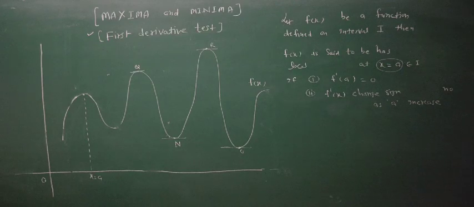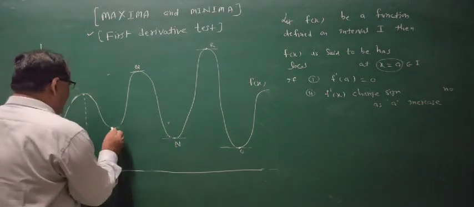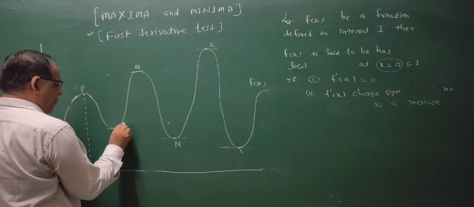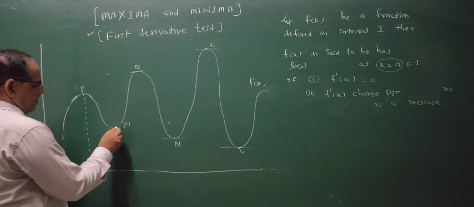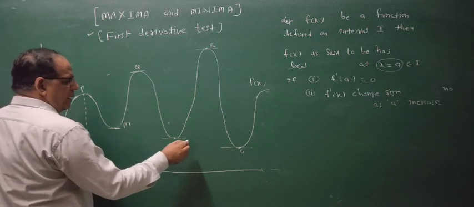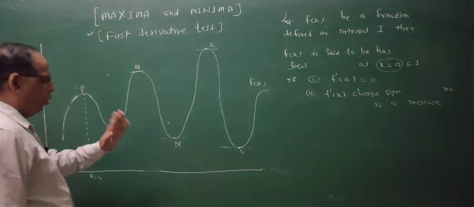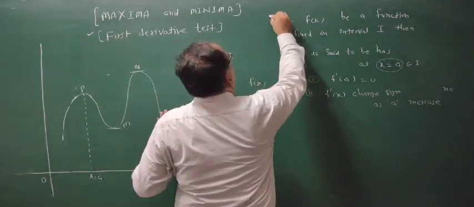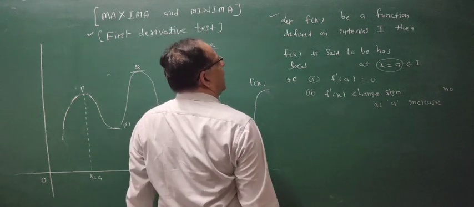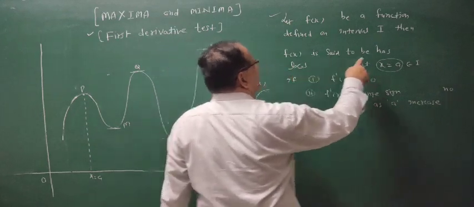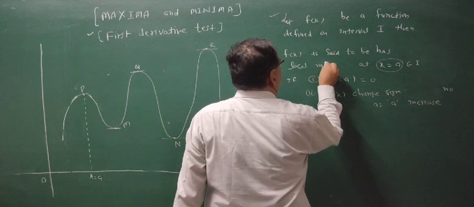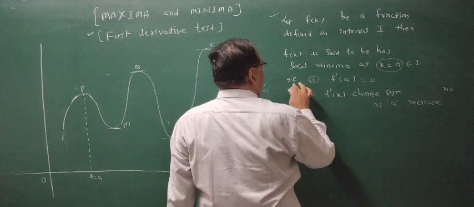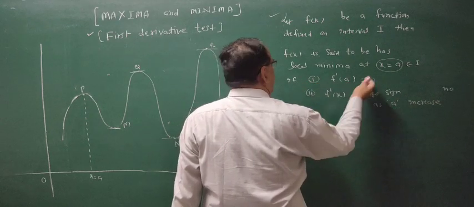Now about the local minima. Here this is the point P, and this is the point M. So these points M, N and O are the points of local minima. So what is the first derivative test for local minima? Let f(x) be a function defined on interval I, then f(x) is said to have a local minimum at x equal to a if f dash a equals 0.